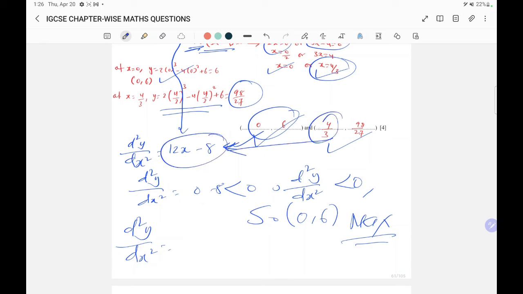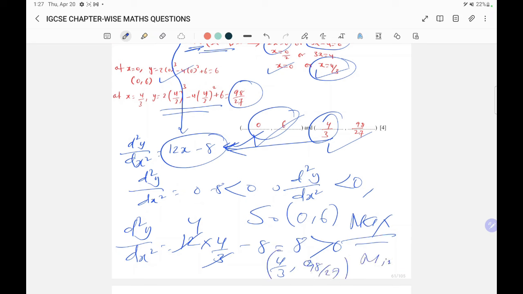Now again d2y over dx square we need to find, which is 12x minus 8, but this time put x equals 4 over 3 here. So 12 times 4 over 3 minus 8, how much? 16 minus 8, which is 8, which is greater than 0, right? So now 4 over 3 comma 98 over 27 will give you minimum. So remember that if d2y over dx square is greater than 0 for a stationary point, then at that point you will get minimum.